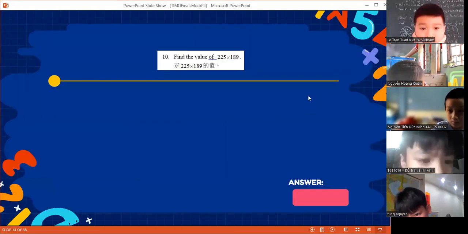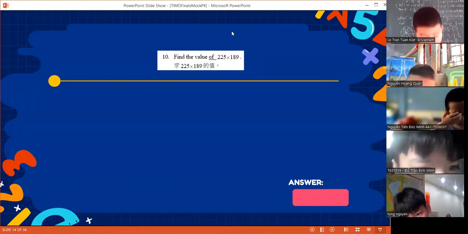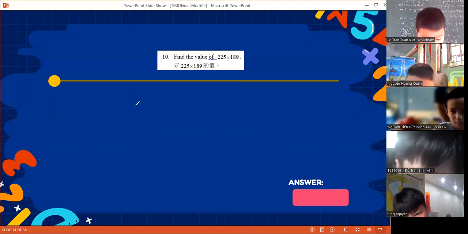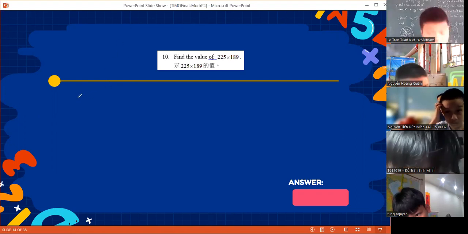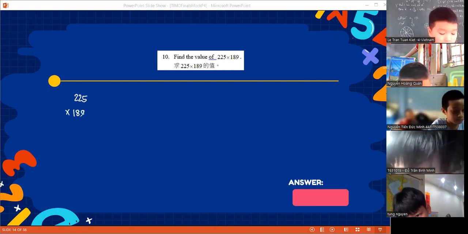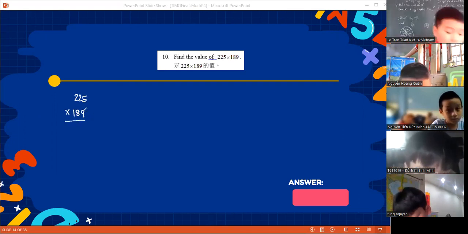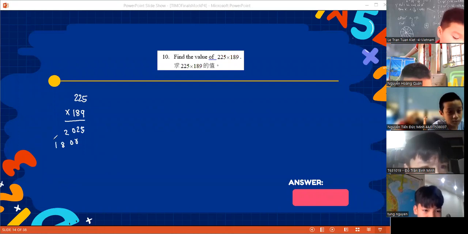Okay. Let's have number 10. This one is 125 times 189. I'm going to teach you a simple way to answer this. Some of the students here will just basically multiply 225 by 189. They just do 5 times 9, that is 45, and then times 8, and then times 1, and the answer is 42,525.